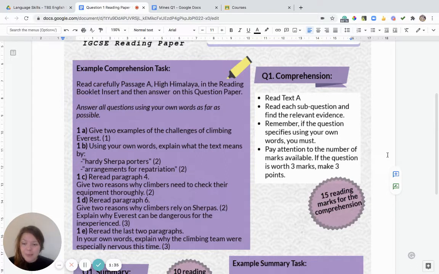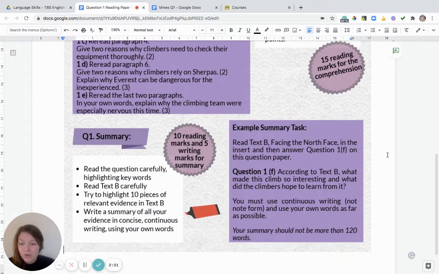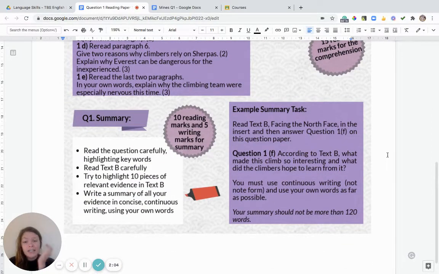So you'll see some examples on the left-hand side here, things like give 2 examples of this. Using your own words, explain what the text means by this. Give 2 reasons why the characters do this. For each of the papers that you do, each of these questions will be worded quite differently. You just need to read the question, find the evidence that it's referring to, and show that you understand it by using your own words. And then the second half of question 1 is the summary section.